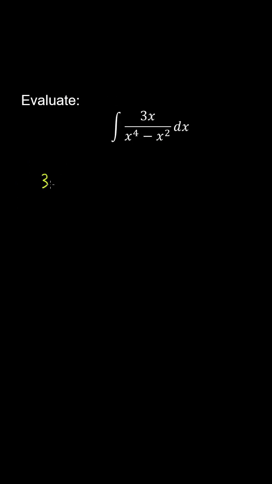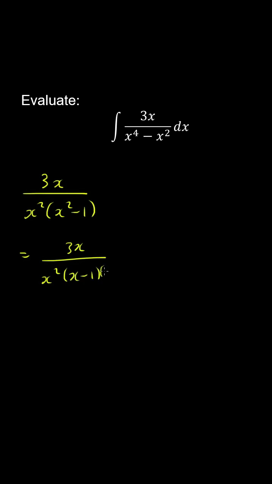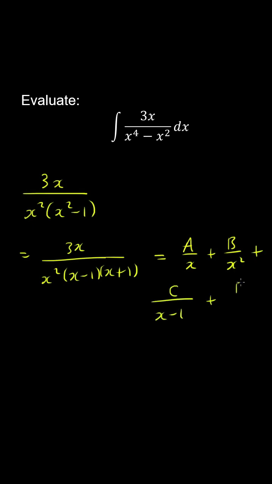Let's evaluate this integral. So the degree of the polynomial in the numerator is smaller than that in the denominator, so we can use partial fractions. And we can further factorize the denominator, so we have 3x on x squared by x minus 1 on x plus 1. So what we have is a repeated linear factor, so we write A on x plus B on x squared, and two distinct linear factors, so we have C on x minus 1 plus D on x plus 1.